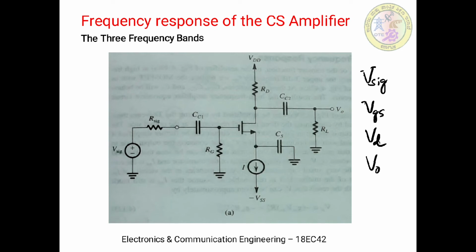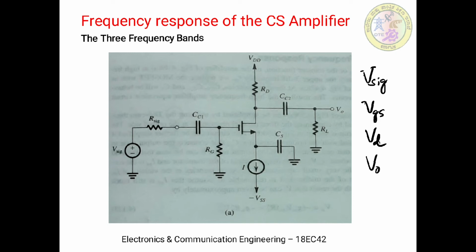Now the main topic of discussion here is how the gain of the common source MOSFET amplifier depends on the frequency of the input signal. So we will have to derive the gain equations, which will show the dependency of these parameters, importantly the gain, with respect to the frequency of the input signal. With respect to this circuit, let us take the 3 frequency bands in the response.